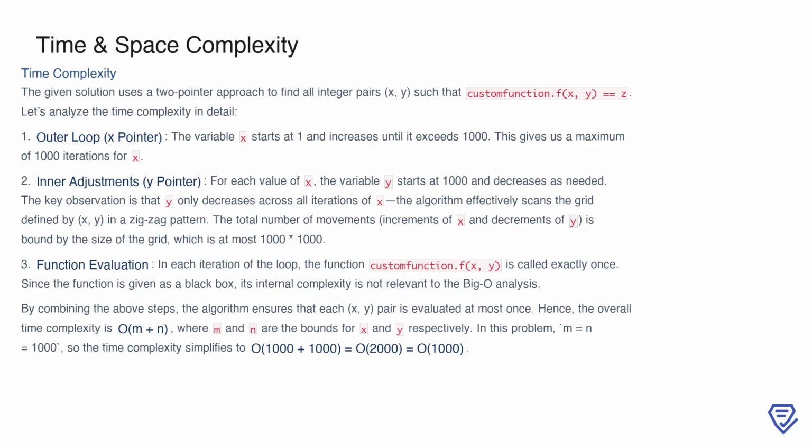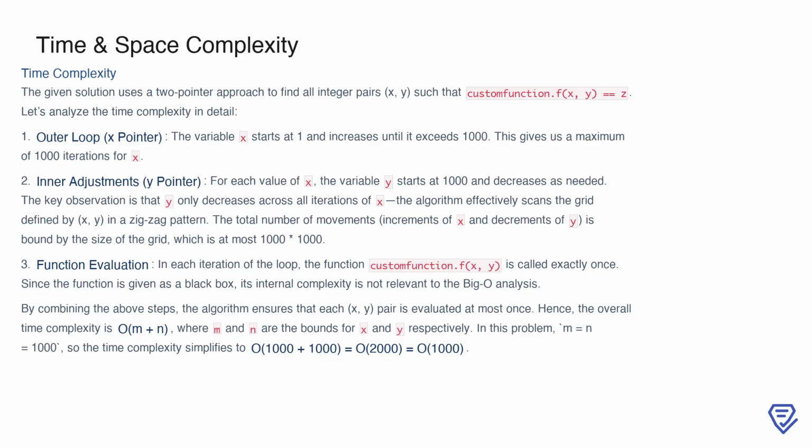This zigzag traversal ensures that the total number of movements by both pointers combined is at most equal to the size of the grid, which is 1000 by 1000. Additionally, we evaluate the function customfunction.f(x, y) once per iteration, and since the function is treated as a black box, its internal operations do not affect the big O analysis.